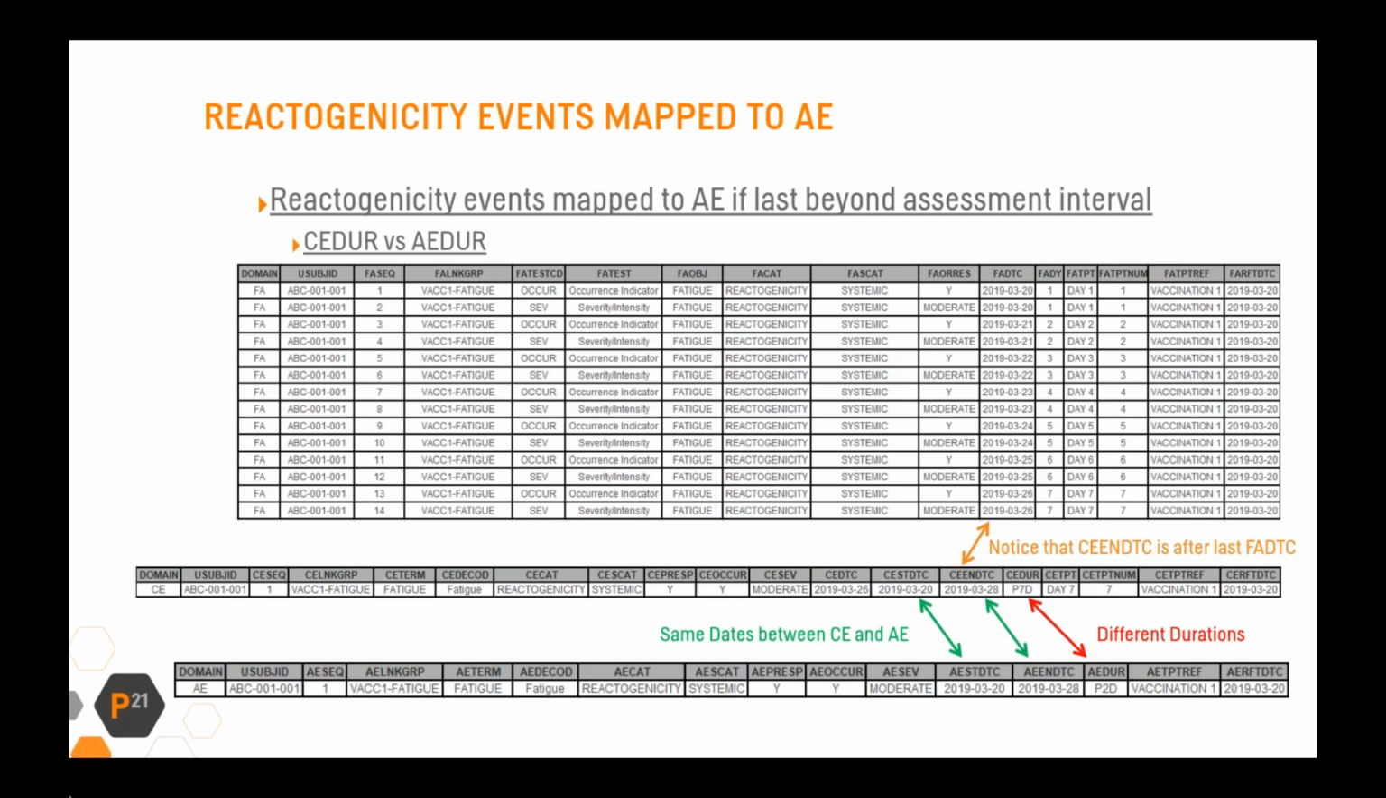You can see below that now we have generated an adverse event record with the same exact dates as the clinical events start and end date. However, the durations differ between these two domains. So for CE, the duration is 7 days because the reaction lasted for those 7 days during the assessment period. For the adverse event, it extended 2 days past that. So that's why we have the 2-day adverse event duration.